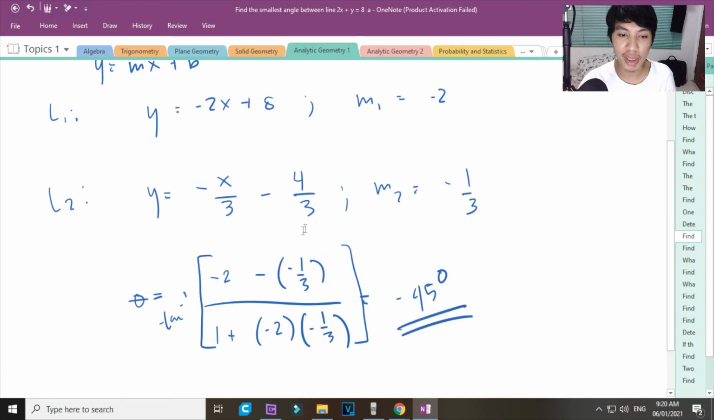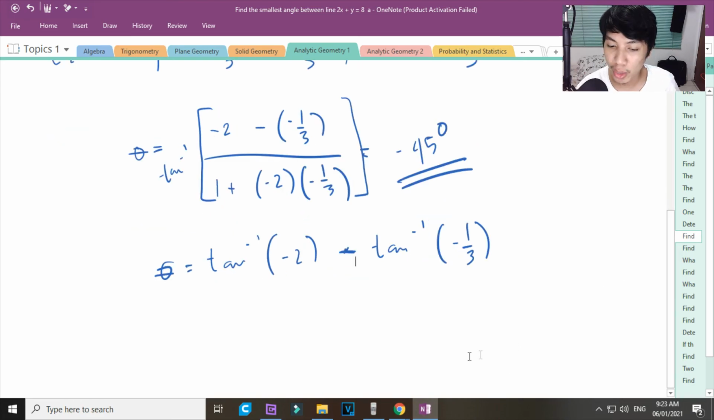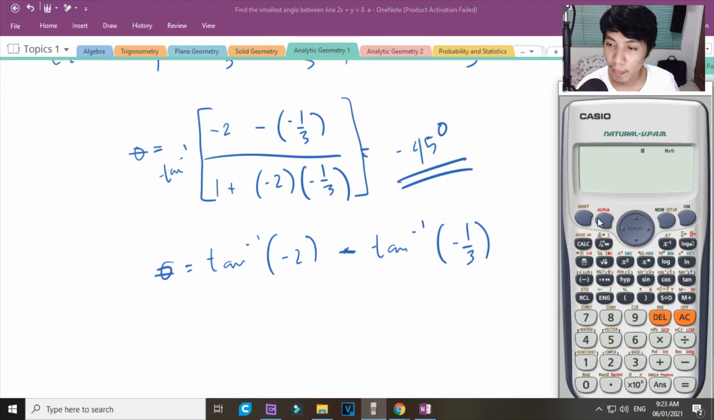Gamitin natin, sir, yung isa. Pwede ba? Okay, gamitin natin. Arctan ni negative 2 minus arctan ni negative 1/3. Kaya lumaki, no? Okay? That is negative 45, the same.